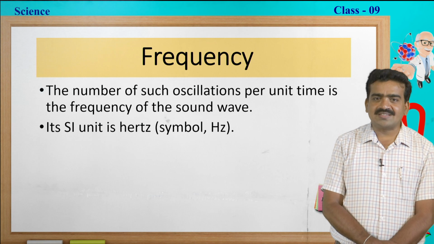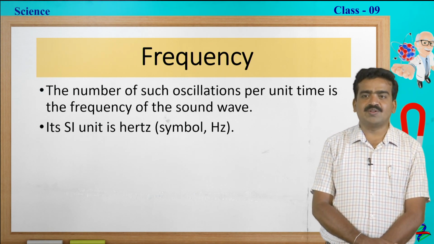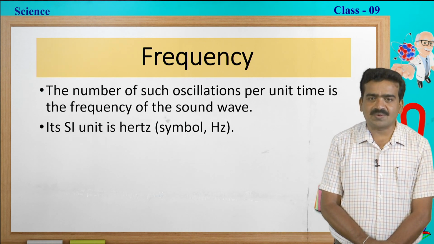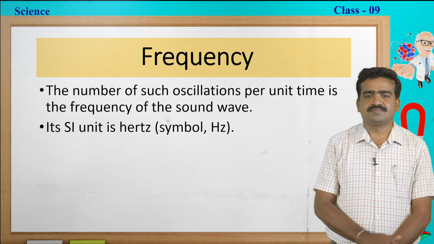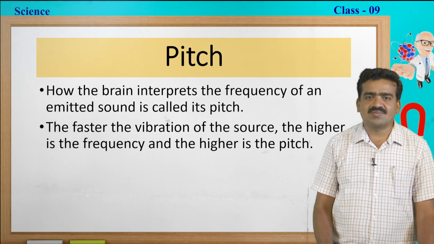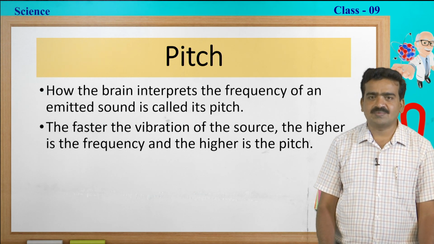Now, what is the frequency? You learned that the number of oscillations per unit time is the frequency of the sound wave. It is represented by the SI unit called hertz, and the symbol Hz represents the frequency. Similarly, I learnt about pitch. Pitch is how the brain interprets the frequency of an emitted sound.